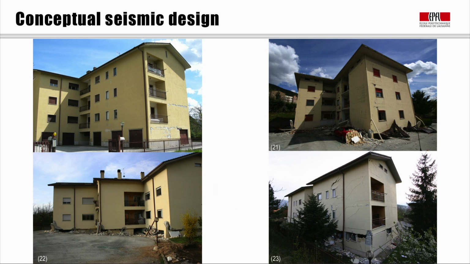Here we have some examples of residential buildings that were damaged during the 2009 L'Aquila earthquake in Italy. These buildings had garages for cars on the ground floor and apartments on the top floor. The large garage doors made the ground floor much softer than the top floors, and the deformations concentrated really in this ground floor. And for a number of these buildings, this led to the collapse of the ground floor.